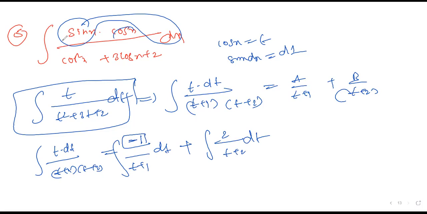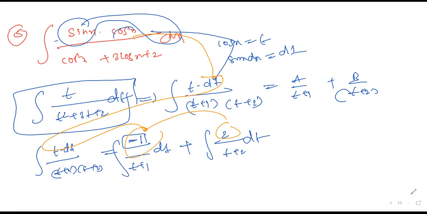The question is converted into t's, then after t, you convert into partial fractions, then you get the A and B values. I write on the next page. Now the integration: minus 1 by t plus 1 into dt, plus 2 by t plus 2 into dt. I should take the common factor out.